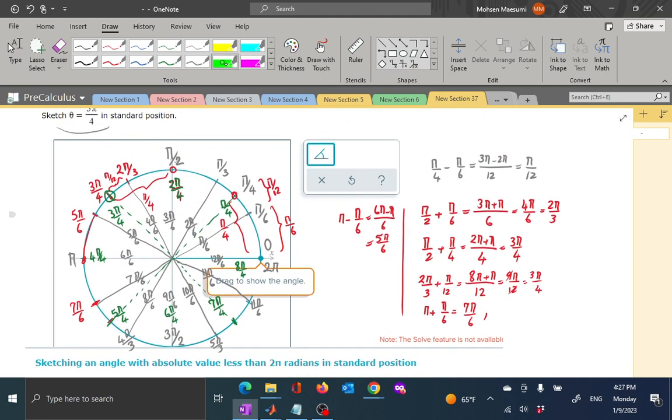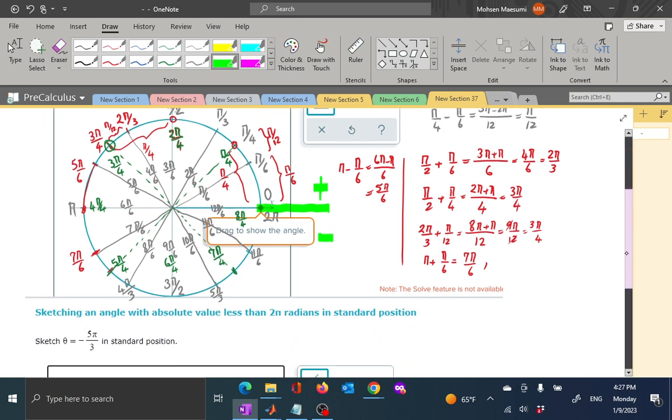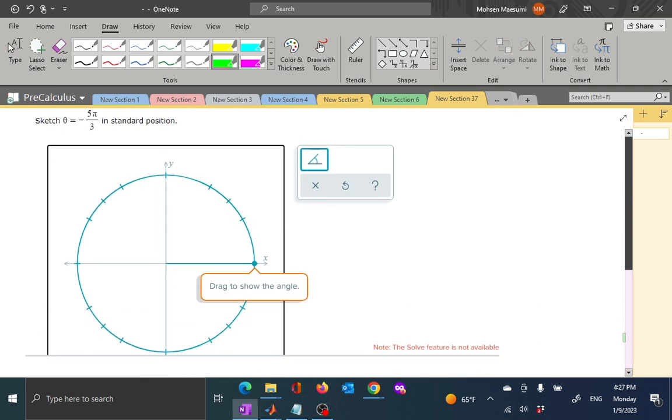I forgot to mention that, as before, this is standard position where this is going to be counting as positive and this is counting as negative. So if we want to count in negative, we are going to go in the opposite direction. Let's do it faster this time. So I'm going to go, of course, this is 0, minus pi over 2, minus pi, minus 3 pi over 2, and then minus, let me erase this thing, 0 and minus 2 pi.